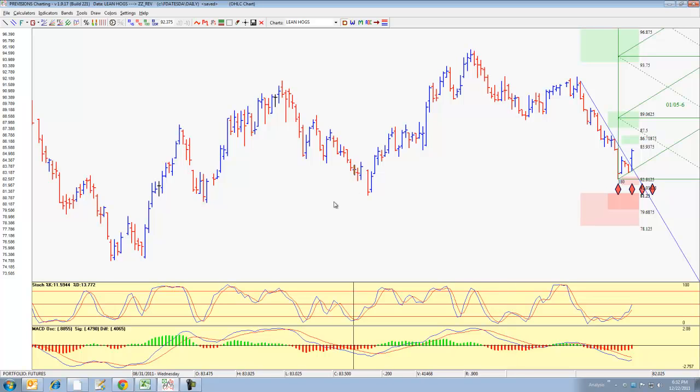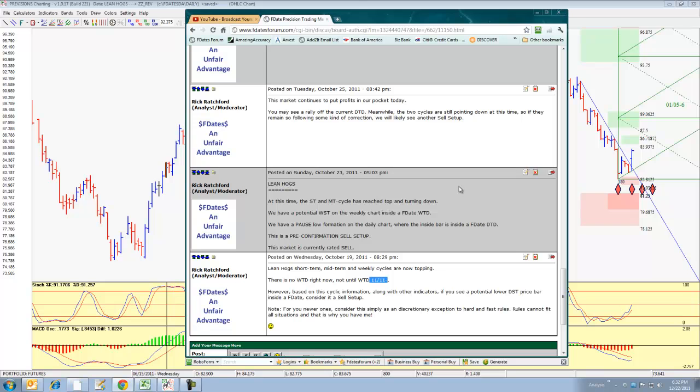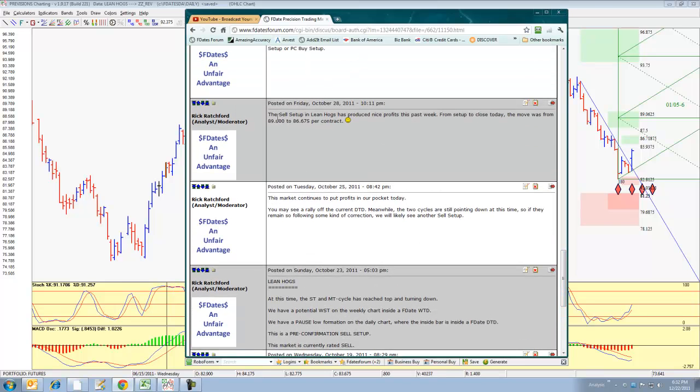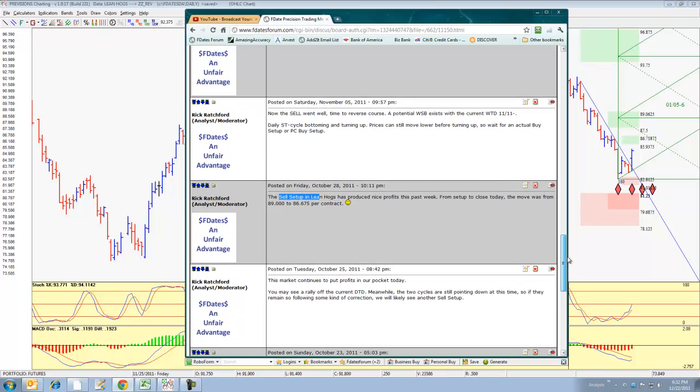Then we continue, we had our sell, we continue to go down with that, and we'll move up here. Okay, see, we had a sell setup. We talk about what we've accumulated. And now on November 5th, I talk about how the sell went well, but now we're looking for a potential weekly swing bottom for the current week of 11/11.